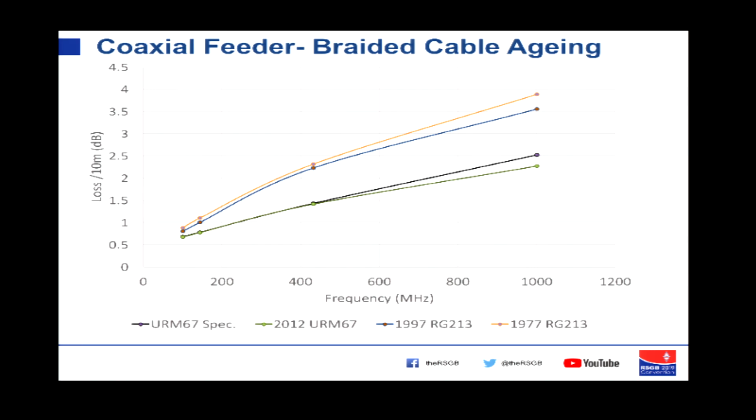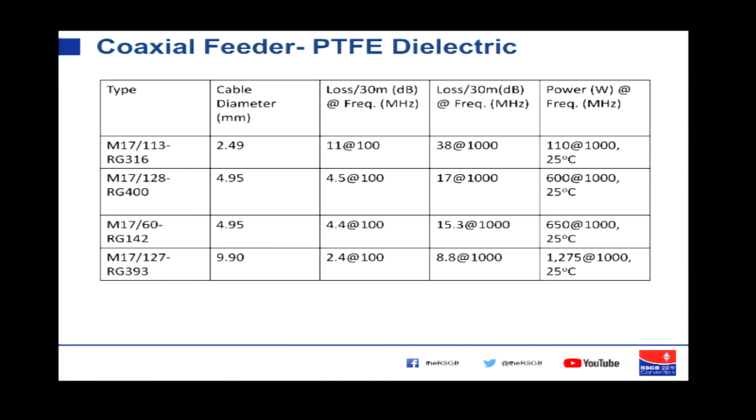And this one is a very old piece of RG213 that we had in the lab. It's been sitting in the lab since 1977. So it's had an extra 20 years, and it's up at this sort of loss as well, in a pretty well benign environment, just sitting in room temperature without any sunlight damage. So the message is that braided coaxial cable is not forever. You should test it from time to time, and if it's gone lossy, replace it.